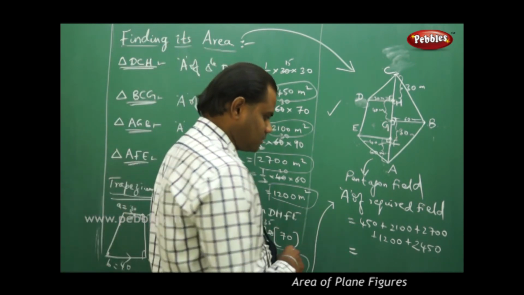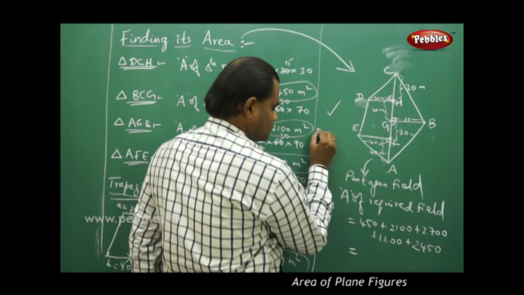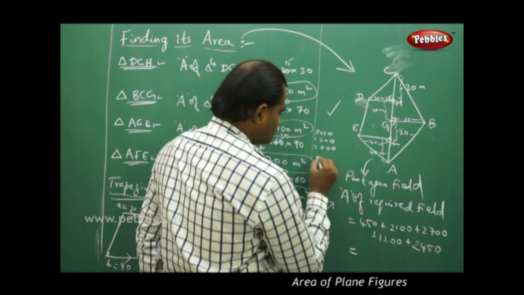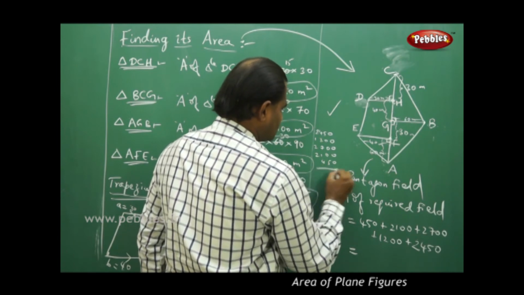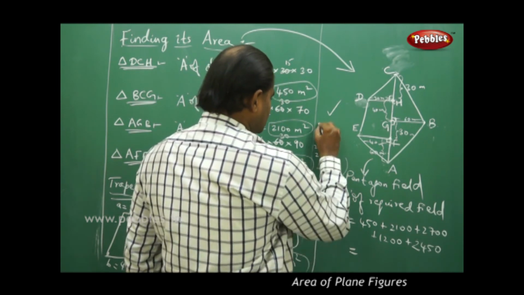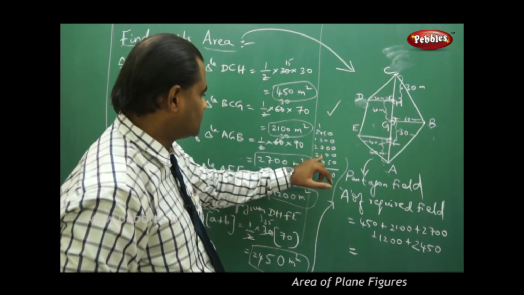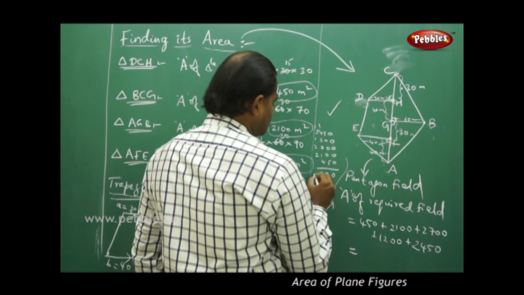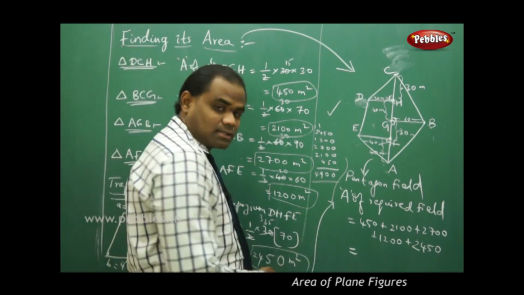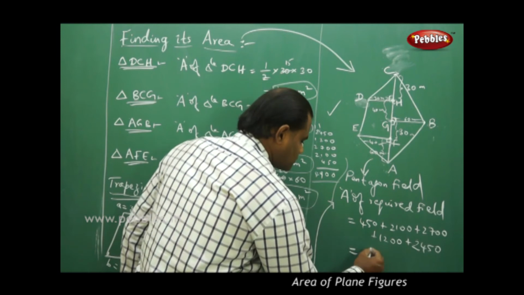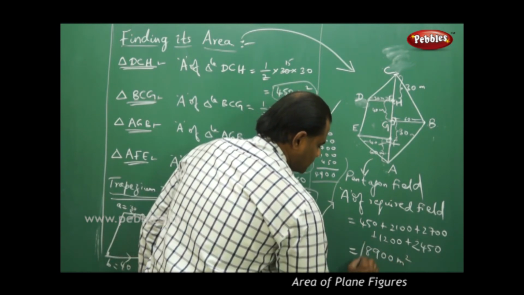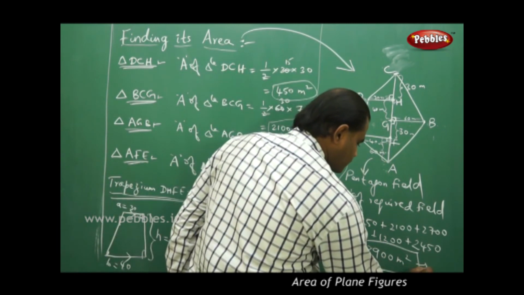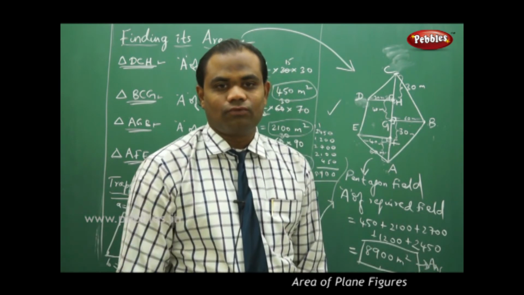So let's see how the addition happens here. Let me take 2450, 1200, 2700, 2100, and 450. When I add, I get 0 here, then 5 plus 5 is 10. Then 7, 8, 10, 18, 19. Then 6, 7, 8. So I get 8900 as the sum of the values. Therefore, the area is 8900 meters square for the entire field, which is the final answer for the given problem.